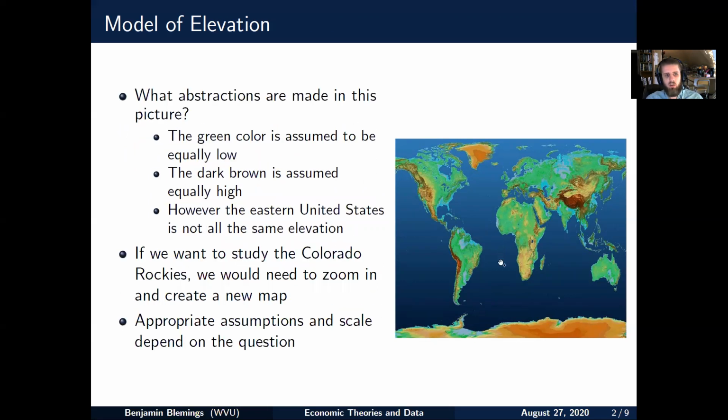However, if we wanted to study just the Colorado Rocky Mountains out here, this map doesn't really help us that much because we need to more specifically zoom in on exactly the question that we're interested in finding information about. If we just wanted to do the Colorado Rockies, then we could zoom in on this area and rescale the colors so that we could learn something about elevation in the Western United States mountain ranges. So the appropriate assumptions and scale depend on the question that you're asking.